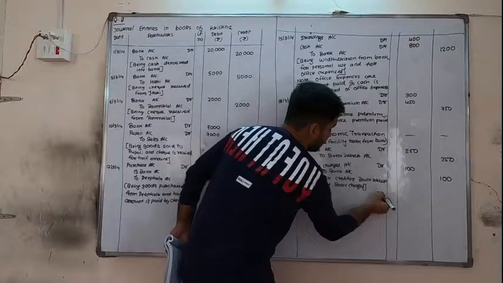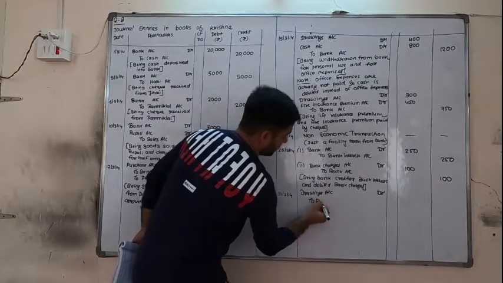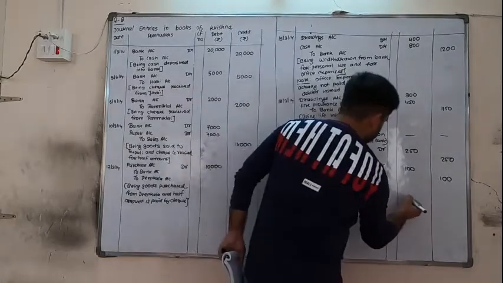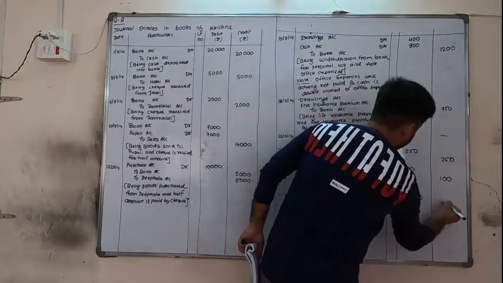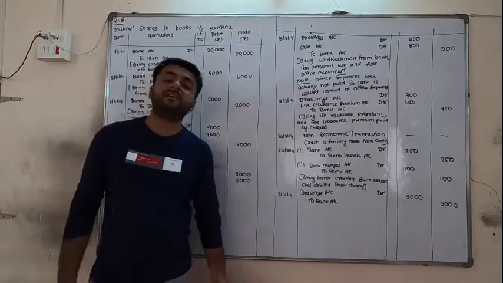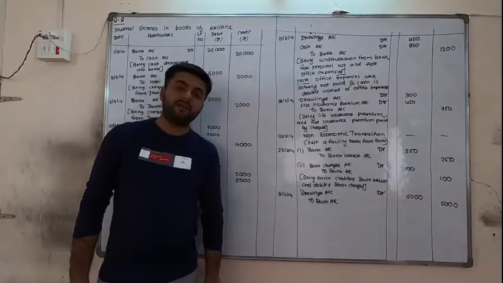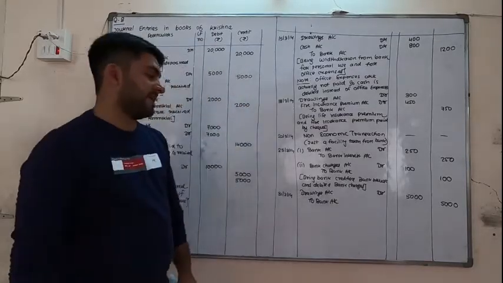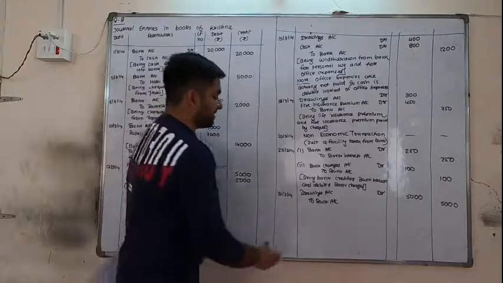Drawings account debit. Check is given from the bank, so to bank account 5,000. Again I will explain the thing. We are giving the check to our son for traveling for foreign visit. So that son is a personal for house, so it is drawings and check is given, so bank account credit.